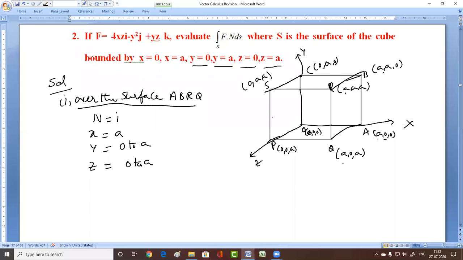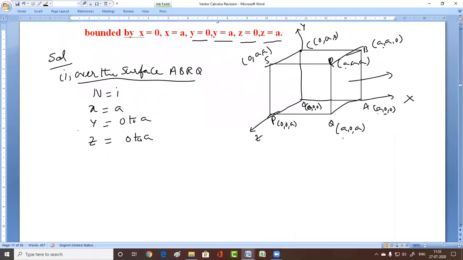n is the unit outward normal to this surface. This outside normal is the x-axis, nothing but a perpendicular vector. Normal is the x-axis. Unit vector of the x-axis is i. n equals i. Now if you observe the x coordinate, here A, here A, here A, here A, totally A. Now y limits 0 to A along the y-axis, z limit 0 to A only. Here y varies from 0 to A, z varies from 0 to A only.